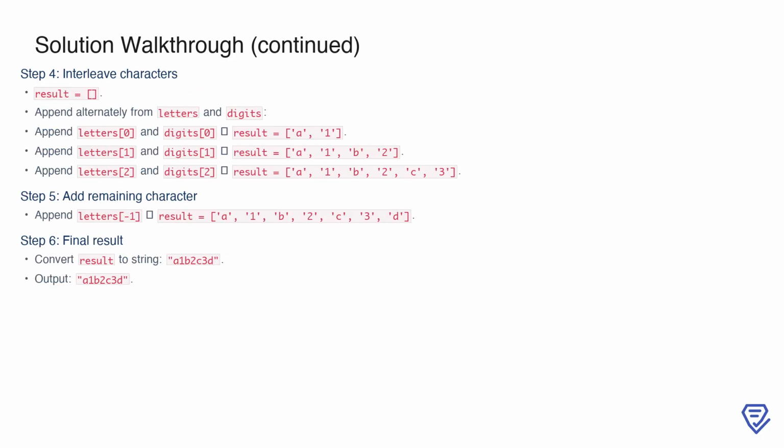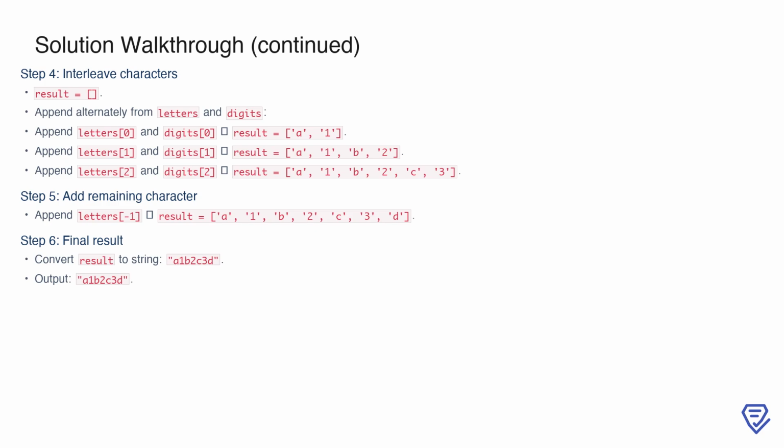In the third example, the input string is s equals ABCD123. After separating the characters, we have letters equals a, B, C, D, and digits equals 1, 2, 3. Here, the size of the letters group is 4, while the size of digits is 3. The absolute difference between the sizes is 1, which is still valid for reformatting. Since letters is the larger group, we designate it as larger and digits as smaller.